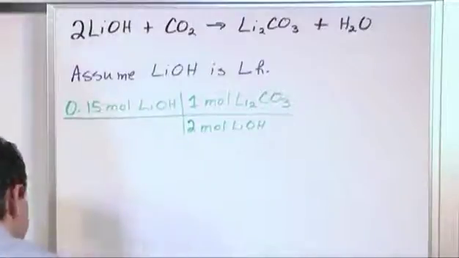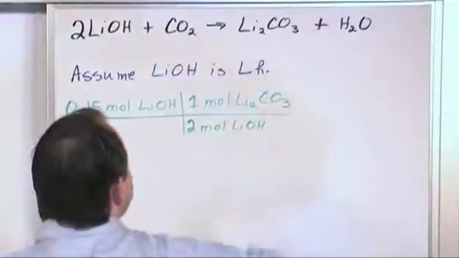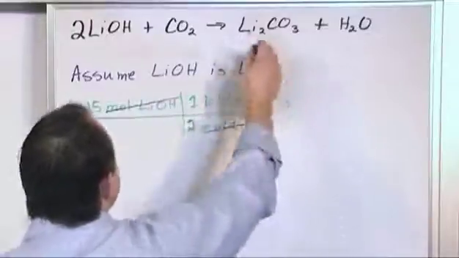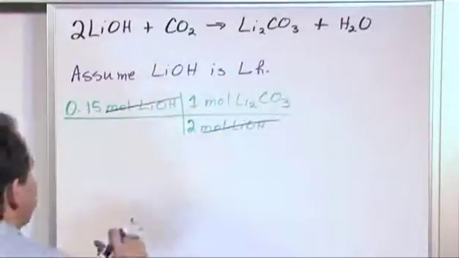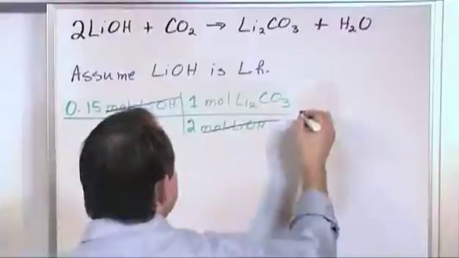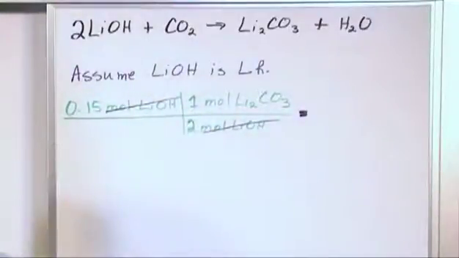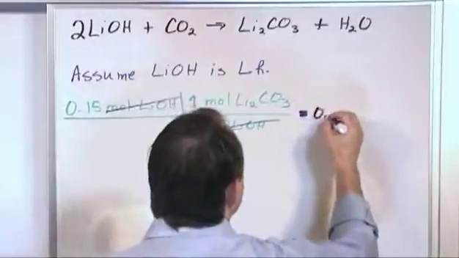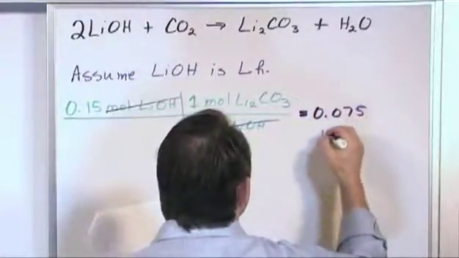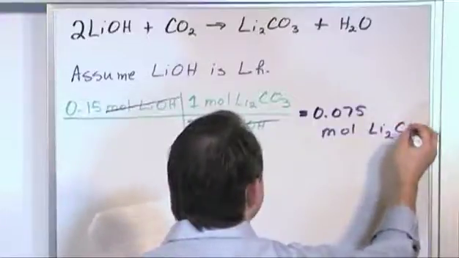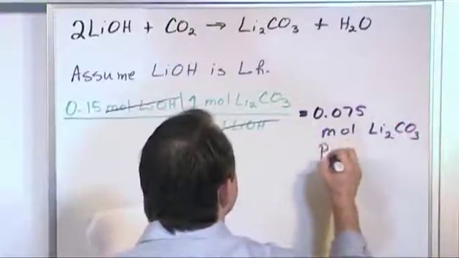And of course, the reason we arranged it like this instead of upside down is because we're canceling moles of this with moles of this. So what we have left is moles of our product. When you actually do this calculation, when you take 0.15 times 1 divided by 2, what you're going to get is 0.075 moles of Li2CO3 produced.